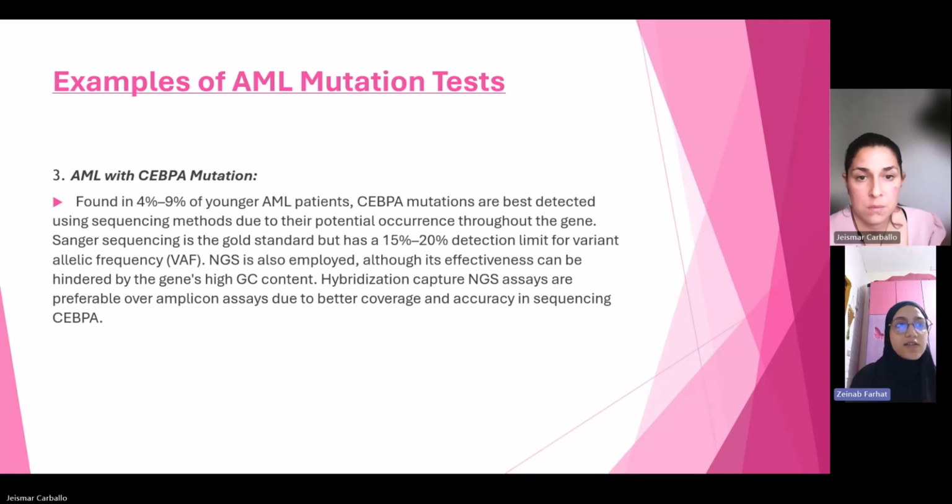Sanger sequencing is the gold standard, but it has a 15 to 20% detection limit for variant allelic frequency. NGS is also employed, although its effectiveness can be hindered by the high GC content. Hybridization capture NGS assays are preferable over amplicon assays due to better coverage and accuracy in sequencing this gene.